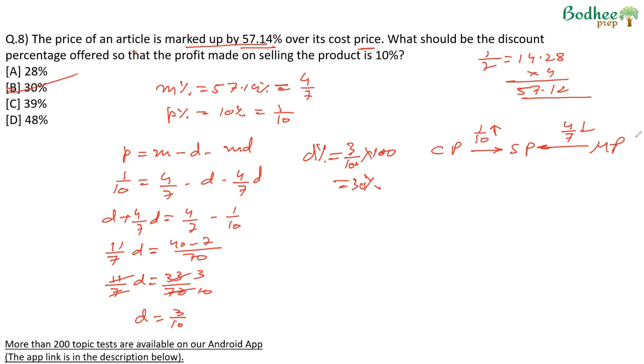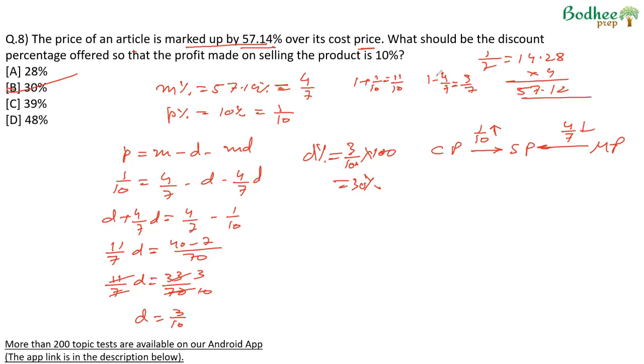Because when we calculate the multiplying factor for a discount of 4 by 7, we'll get 1 minus 4 by 7, which is 3 by 7. The multiplying factor for a 1 by 10 profit, 1 plus 1 by 10, will be 11 by 10. So this being 33 will be helpful. So we can assume the markup.